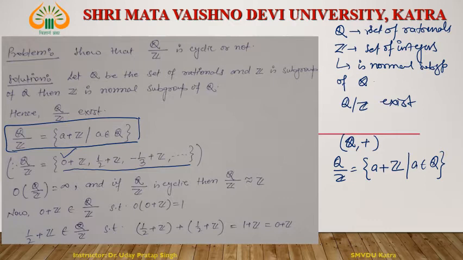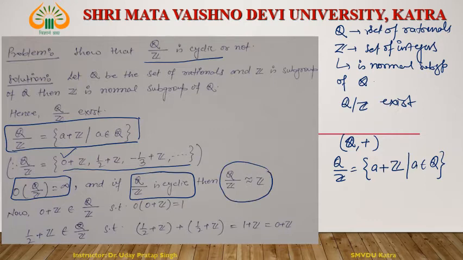We have to show whether Q by Z is cyclic or not cyclic. Let us assume Q by Z is cyclic. It's our assumption. If Q by Z is cyclic and the order of Q by Z is infinite, then Q by Z is isomorphic to Z. Okay. Then what is the order of 0 plus Z? 0 plus Z is the identity of Q by Z. Then the order of the identity is 1. The order of 0 plus Z is 1.